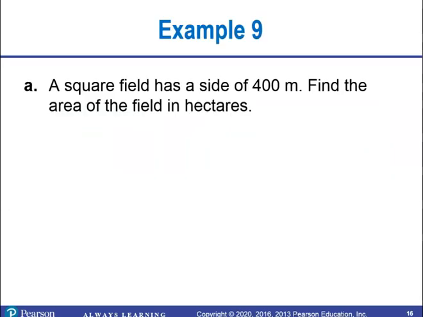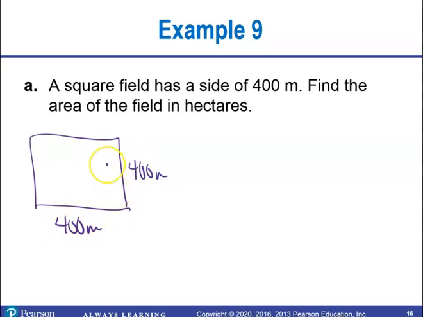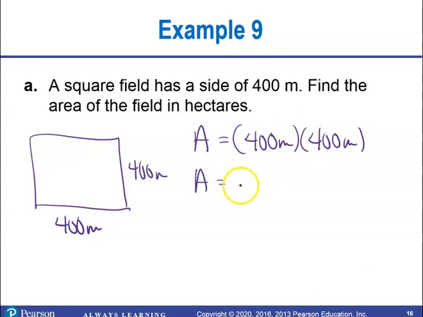Okay, a square field has a side of 400 meters. Find the area of the field in hectares. Okay, just a side, so a square field. So let's picture this. So you have a square field right here, and it has a side of 400 meters. It's square, even though my picture doesn't look squarish. So area, right, would be 400 meters times 400 meters. Where would that take us? That would be 4 times 4 is 16, and then you've got 4 zeros. So 160,000, and this would be meters squared.